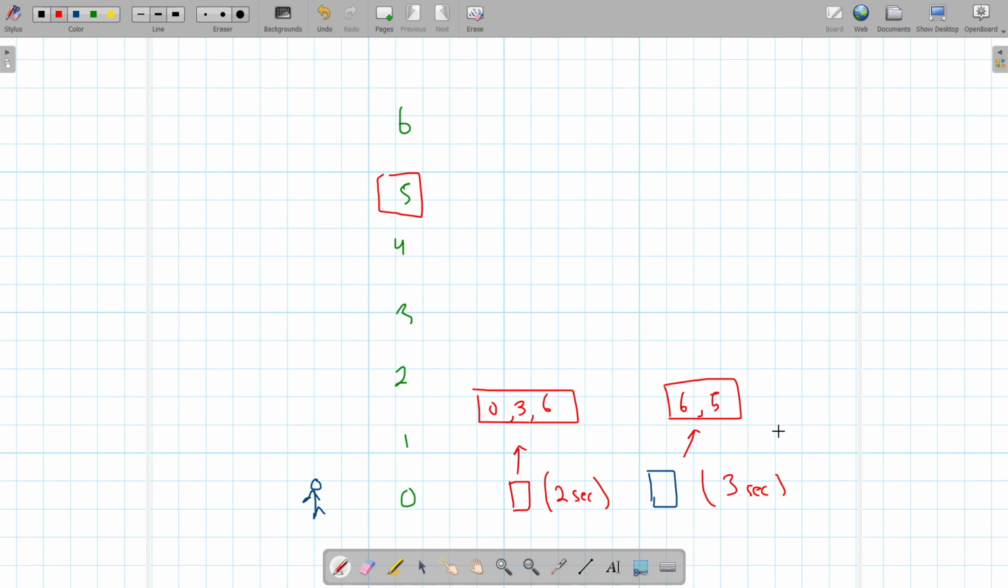It's traveling at 3 seconds per level, and you have to find the minimum time. Of course, there is only one way, I think, to reach the fifth floor, and that is you go from the 0th floor. You take this elevator up to the sixth floor. This will take you around 12 seconds. Then you have to get out of this elevator and call the other elevator, so it will take another 60 seconds.